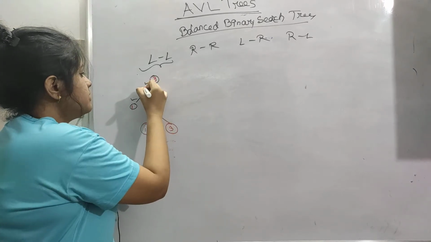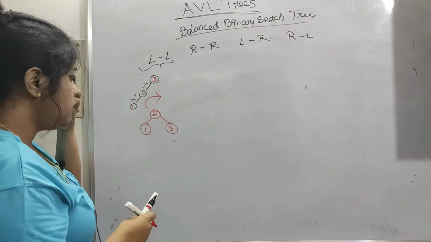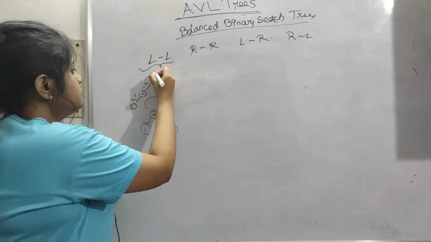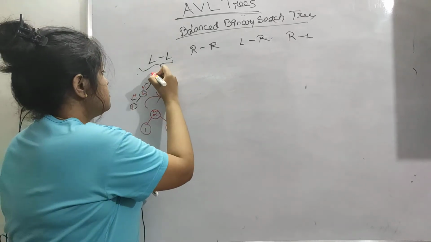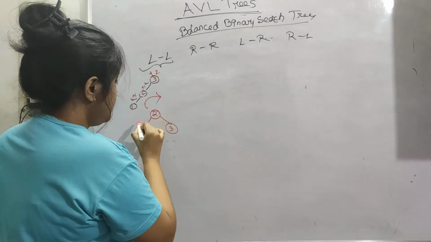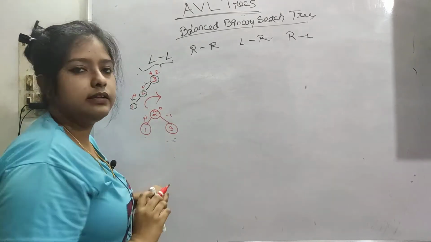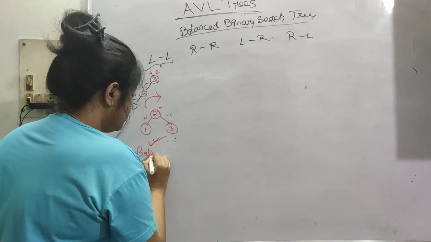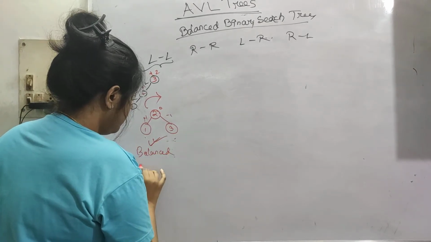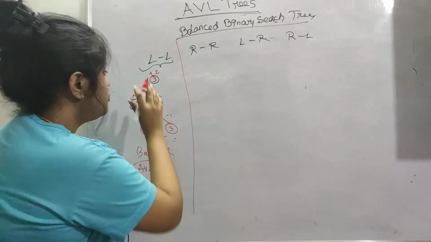Now I was taking +1, right? It doesn't matter how you do it. It was +2. Now see, it has +1 and -1, so it will be 0, and these are leaf nodes, so obviously 0. Now it is balanced. So this is how you have to do left left.